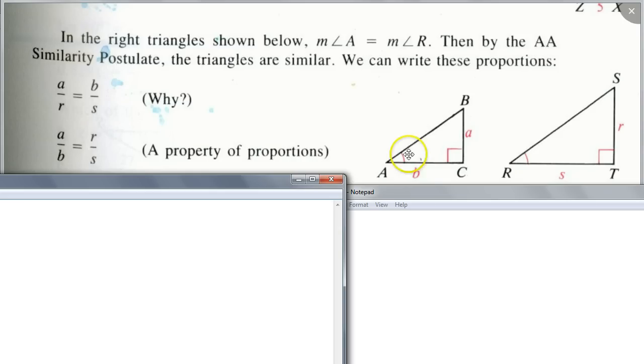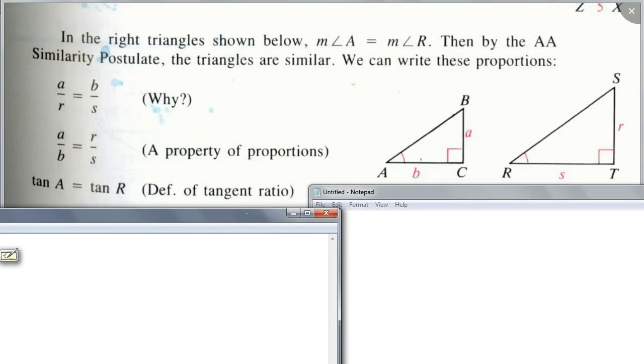So A over B was tangent of angle A, wasn't it? Because A is the opposite side of this triangle. Angle R is correct. So this is what we got from the definition of the tangent ratio: tangent of A is equal to tangent of R, correct? In these two similar triangles. Turns out this is very significant. Why is this important?